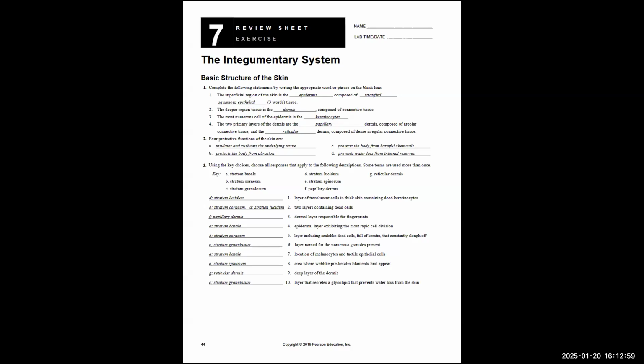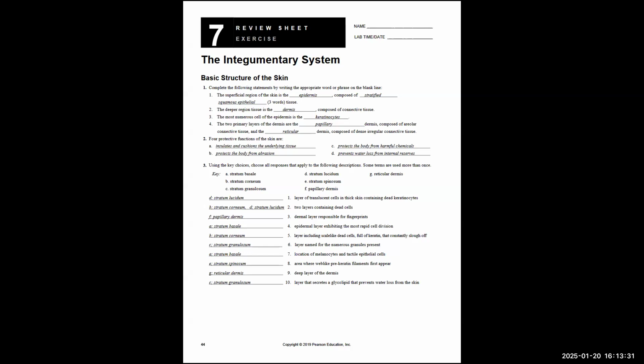Number 2, the deeper region tissue is the dermis, composed of connective tissue. Number 3, the most numerous cell of the epidermis is the keratinocytes. Cyte is for cell, and then keratin. Number 4, the 2 primary layers of the dermis are the papillary dermis, composed of areolar connective tissue, and the reticular dermis, composed of dense, irregular connective tissue.